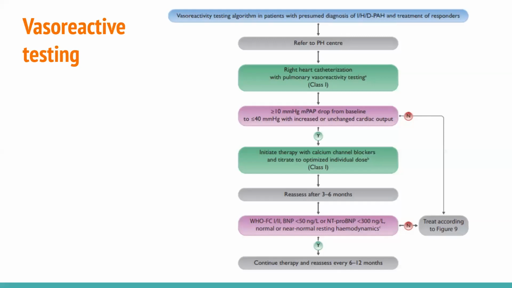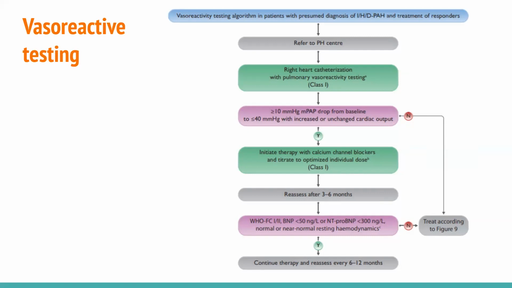A note on vasoreactivity testing. The purpose of this test is to identify patients who are acute vasoresponders, in whom it is ideal to start high dose calcium channel blockers. In 1958, Wood administered acetylcholine in 6 patients who were diagnosed with idiopathic pulmonary artery hypertension, and he found that there is a decrease in pulmonary artery pressure and pulmonary vascular resistance with an increase in cardiac output.